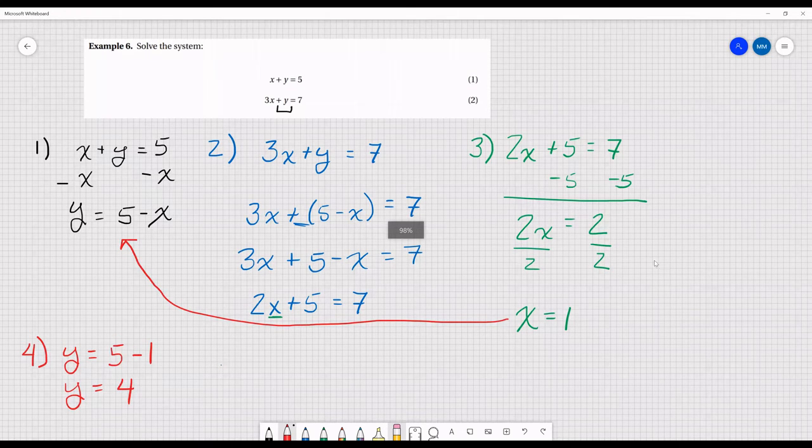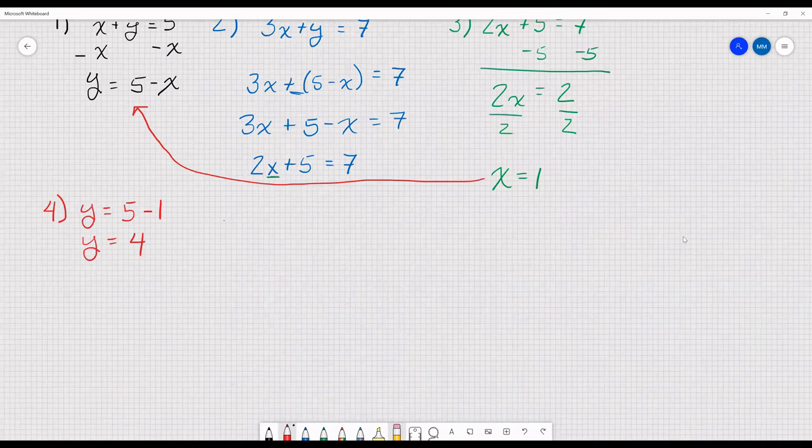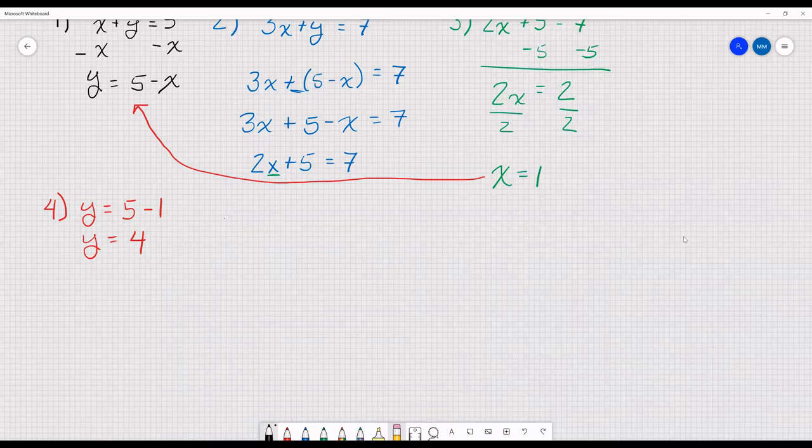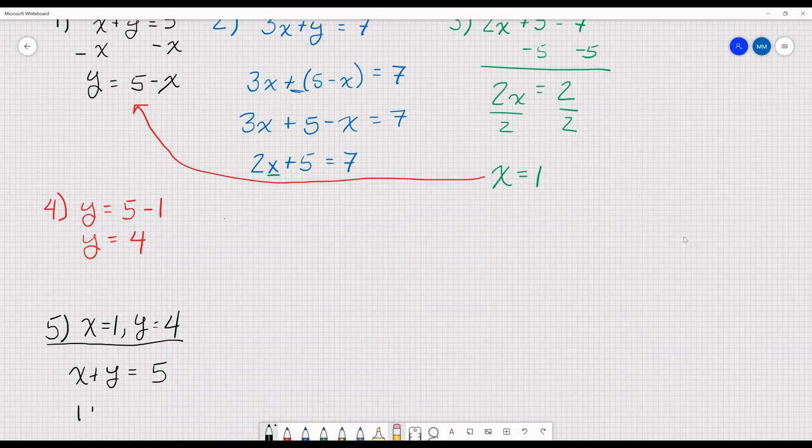Last thing I'm going to want to do is check my solution. So step 5, my proposed solution here is x equals 1, y equals 4. I will check this in my original equation. In fact, both of my original equations. So I'll start with equation number 1. That's that x plus y, I want that to be 5. If I take 1 plus 4, yes, that is 5.